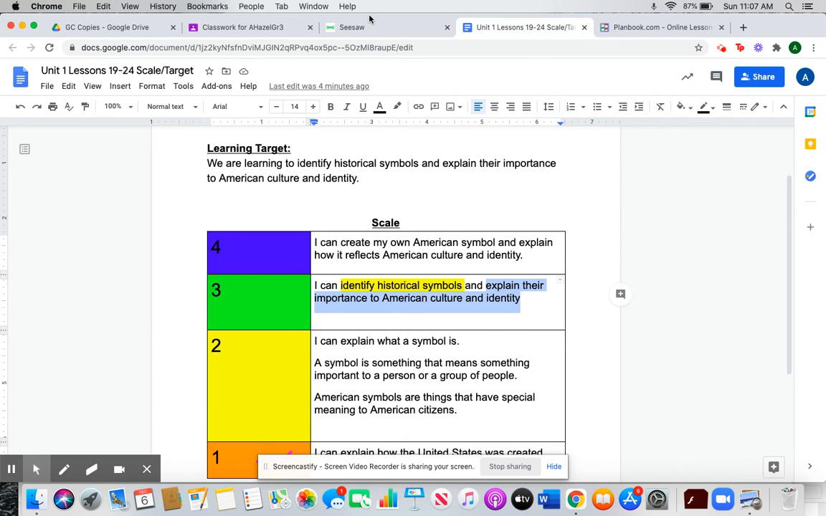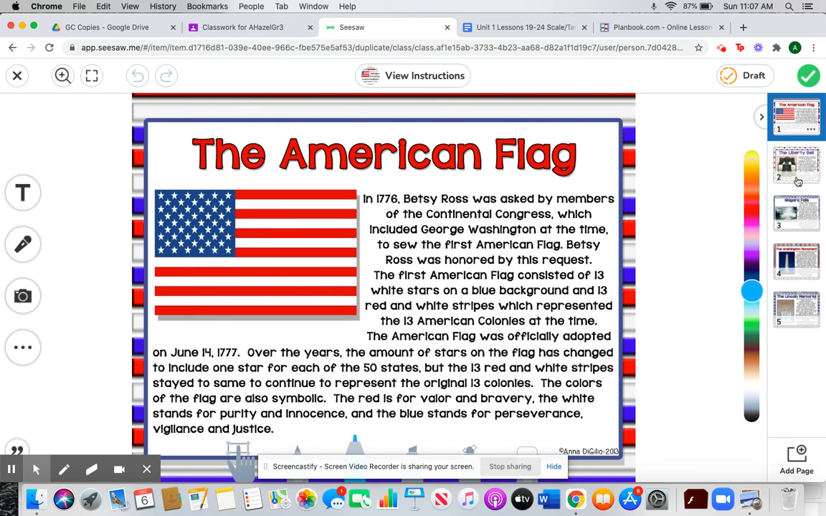Okay. So all you're doing today is exploring these symbols. You might not have time to get through all of them today. That is okay. I just want us to really start to just be thinking about it today so we can get ready to take it to the next step tomorrow. Okay? So you're going to go on Seesaw, do as much as you can before Miss Hazel closes breakout rooms, and get to work, scholars.